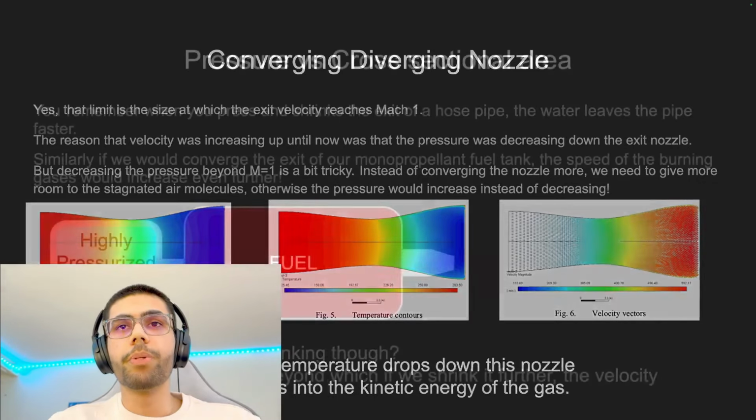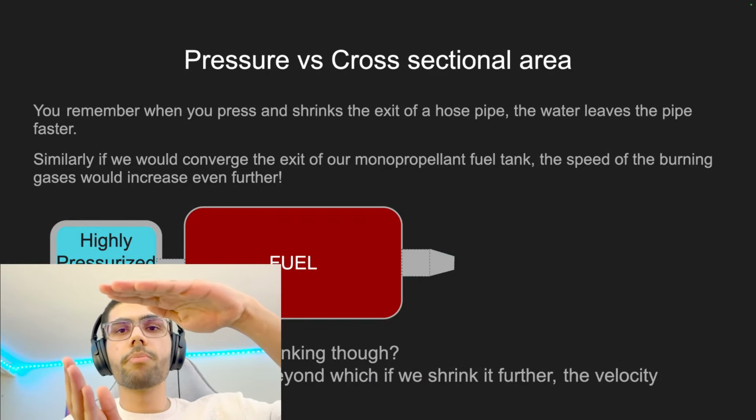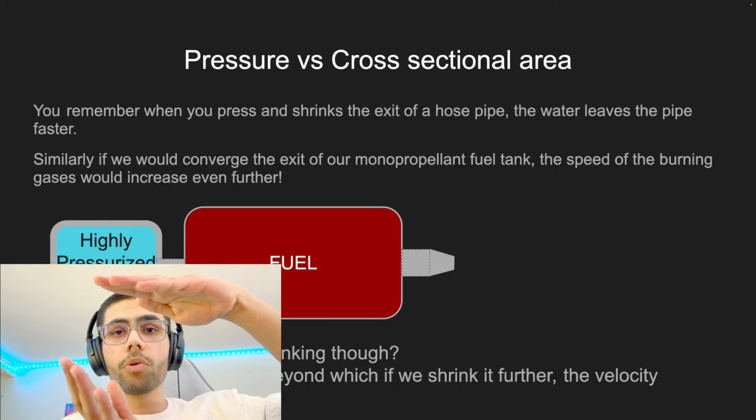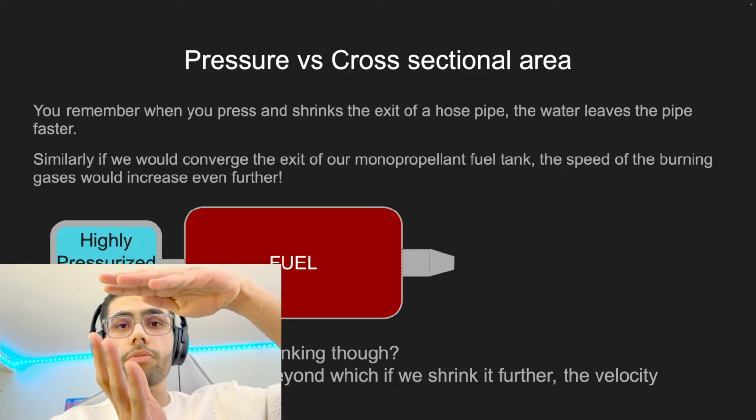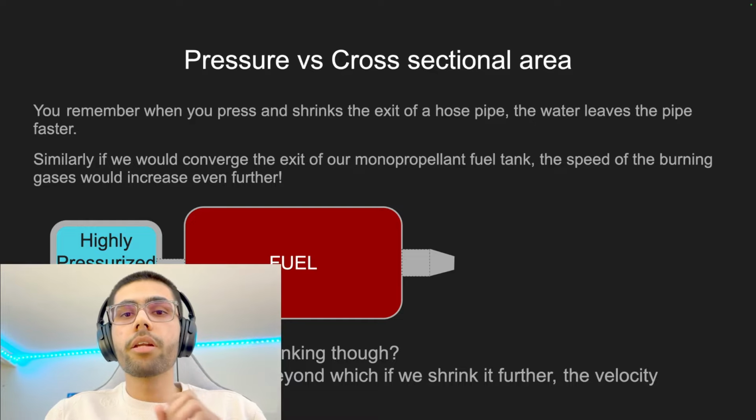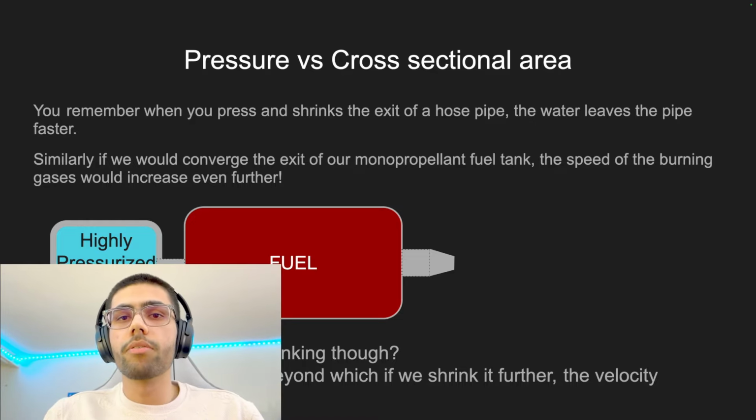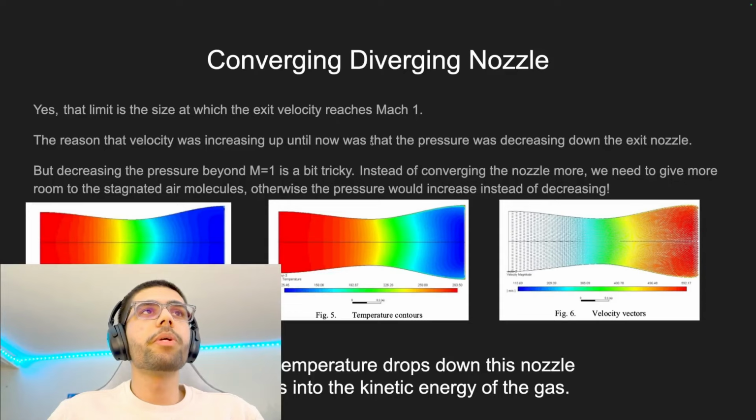Precisely when your exit velocity reaches Mach 1, if you converge your nozzle further, then instead of increasing the velocity, it decreases the velocity. The reason is pretty simple.